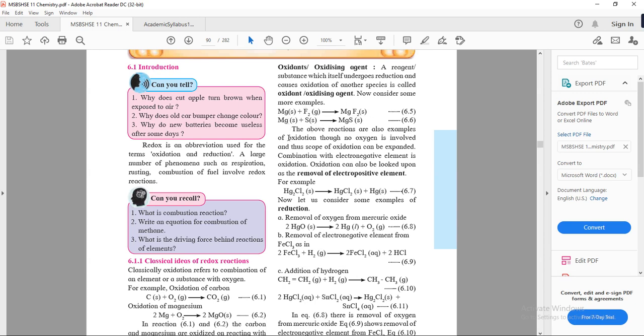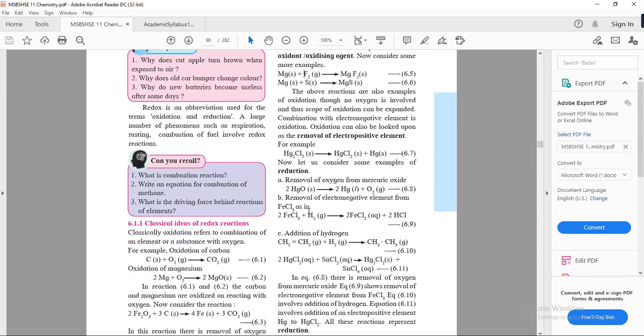See this example. The above reaction is also an example of oxidation where no oxygen is involved. The scope of oxidation can be expanded. Combination with an electronegative element is oxidation. Another new definition is here. So combination with electronegative element is oxidation. See, chlorine is electronegative. So oxidation can be looked upon as the removal of electropositive element.